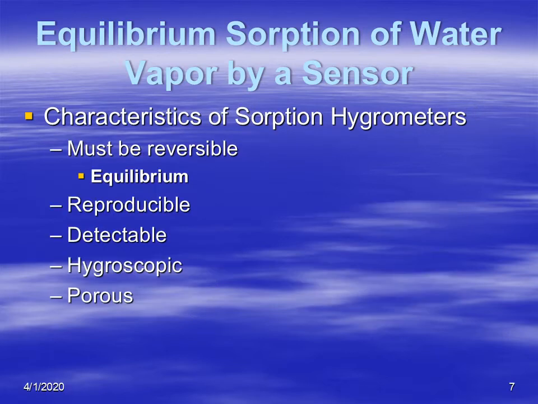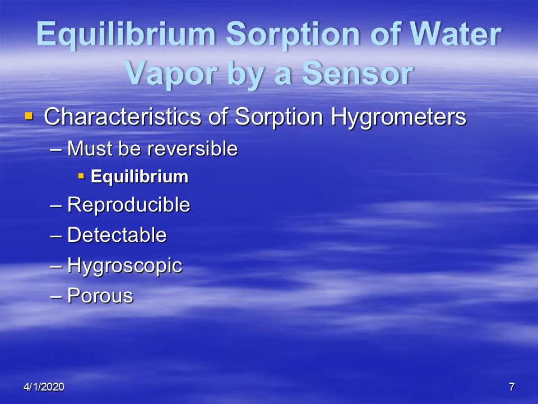So, looking at how absorption hygrometers work, here's some desirable characteristics. It must be reversible, meaning that for the same amount of water vapor in the atmosphere, you get a certain measurement for a certain amount of water vapor. The water vapor goes up, you get another measurement, it comes back down to the same value that you had previously. You should be able to get the same value from that instrument.